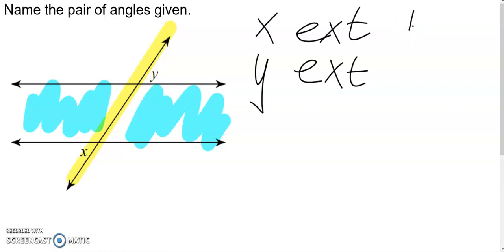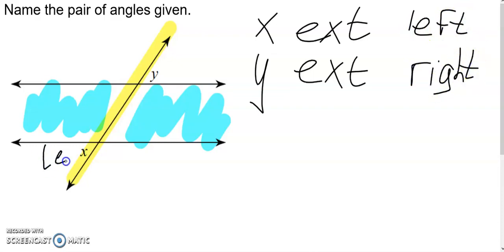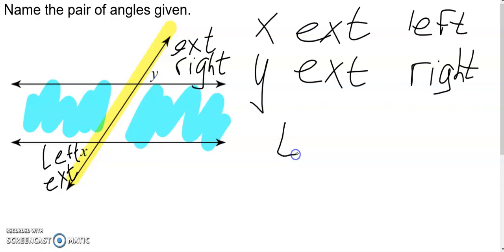X is to the left of the transversal, and Y is on the right side of the transversal. Check that out. We are on the left, and we are on the exterior. Y is exterior and on the right of the transversal. If they're both outside, that makes them exterior angles.